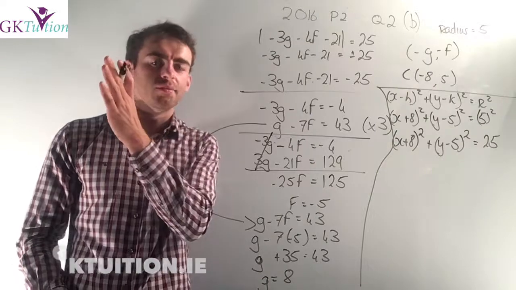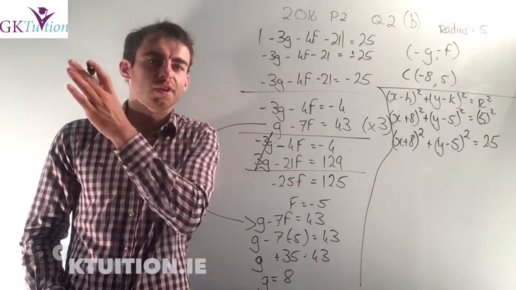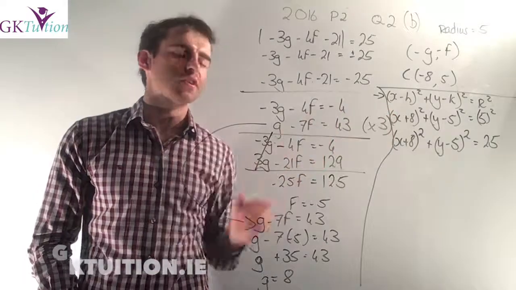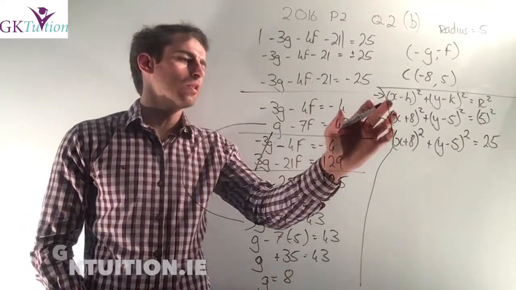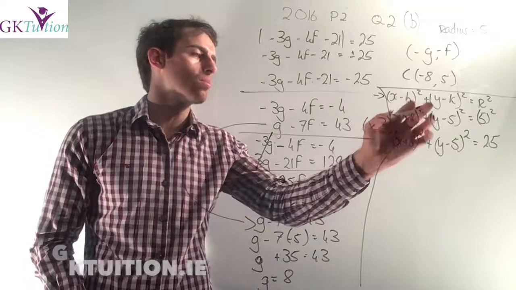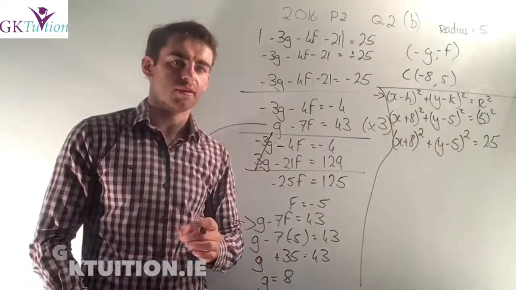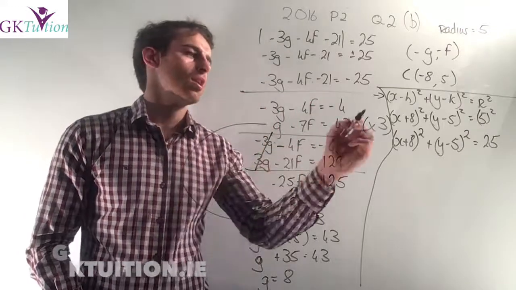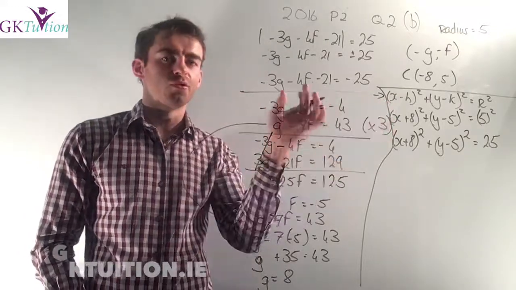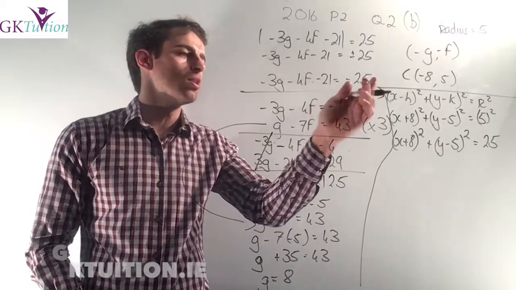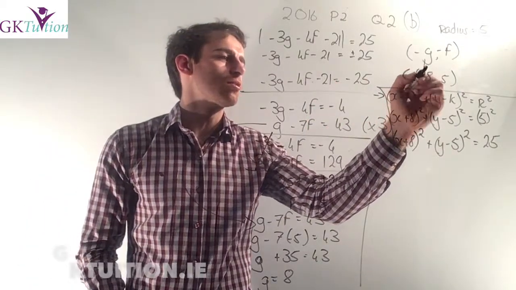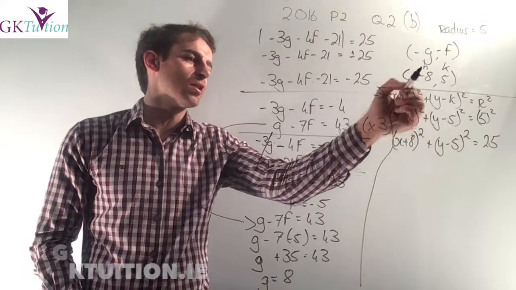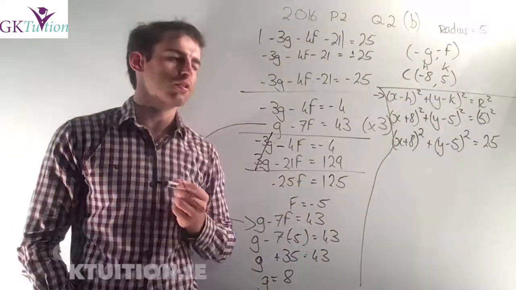So in that case, I'm saying that the center of the circle is (minus g, minus f). But now all of a sudden, I need to find the equation of the circle. And to do that, I'm going to use the formula (x minus h) squared plus (y minus k) squared equals r squared. And if I'm using this formula, the center of my circle has changed. If you're using this formula, if you read from your log tables, the only way you can use this formula is if the center of the circle is (h, k). So the x value of your center is your h, the y value of your center is your k.